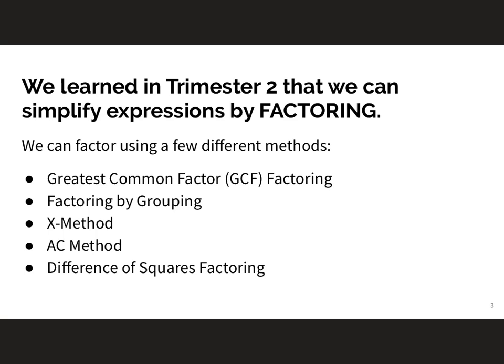So in trimester 2, specifically marking period 2, we learned that we can simplify expressions by factoring. And so we covered a lot of different methods, right? Our first one, our go-to, is going to be greatest common factor factoring. We call that GCF just so that we don't have to keep saying greatest common factor over and over again. And then we built off of that and did something called factoring by grouping, which requires us to use this GCF factoring skill. Then we went into X method, and then we did the AC method for when our A is not equal to 1.